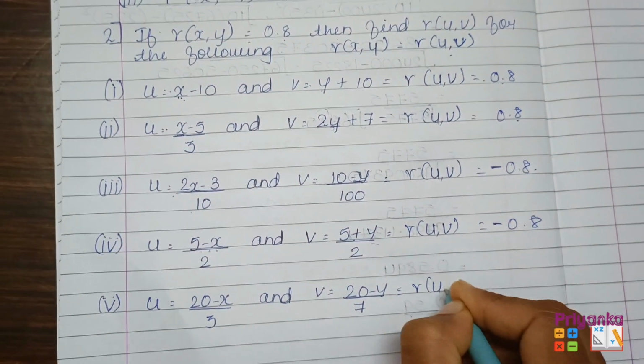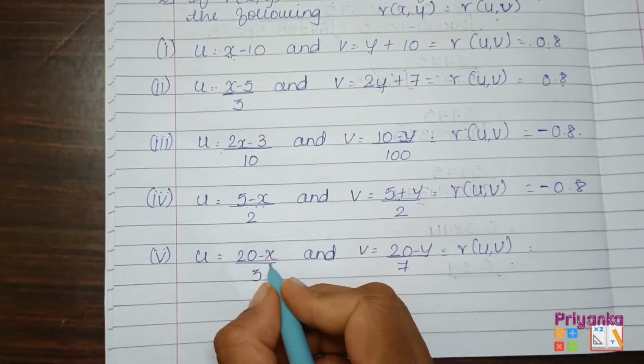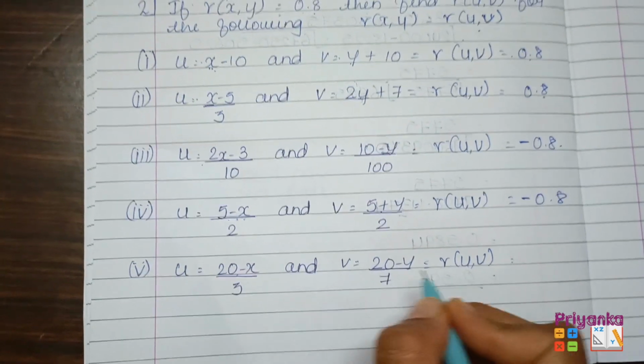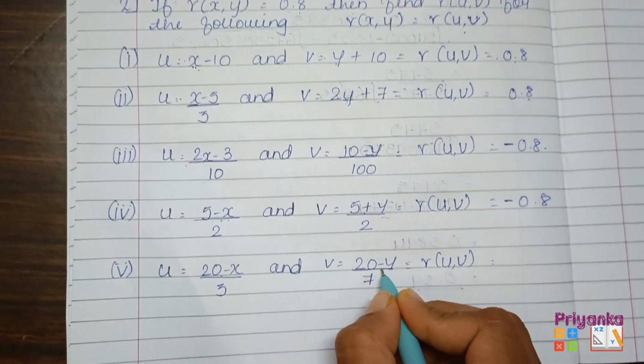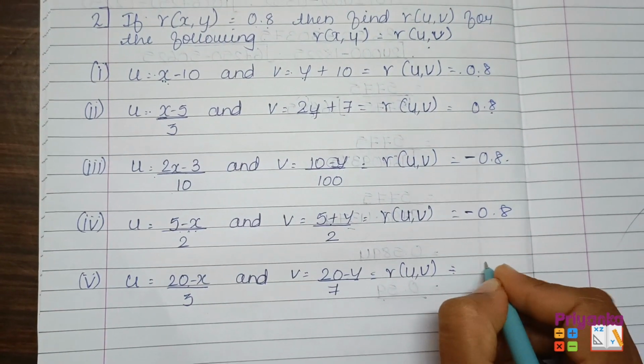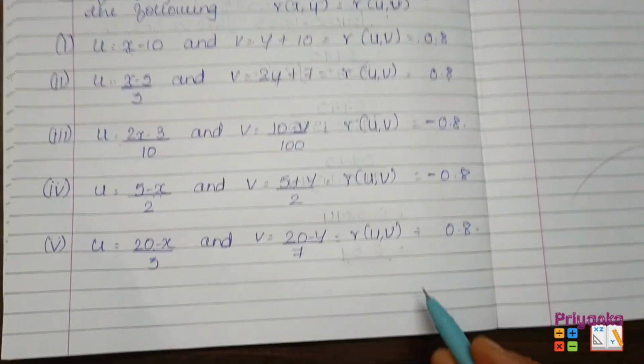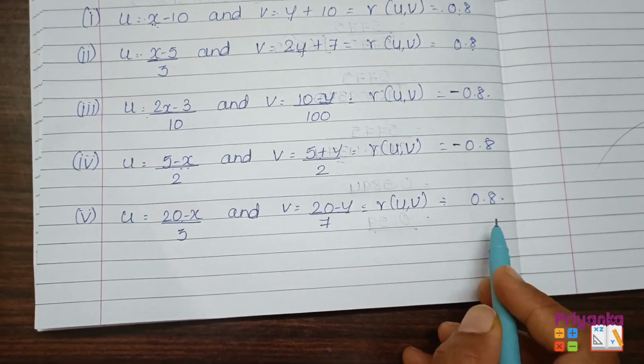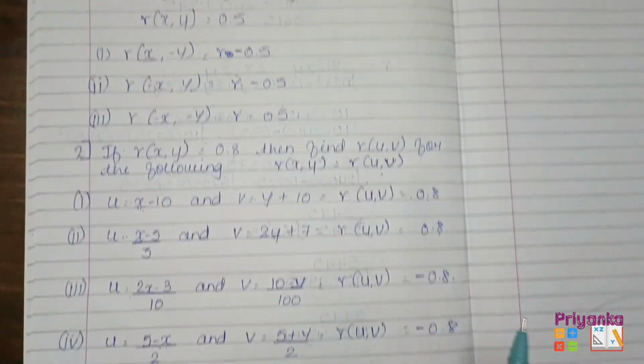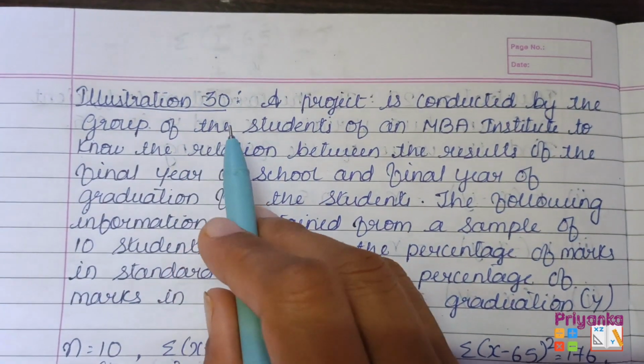Next, r uv is equal to, here we can see x with the minus sign and y is also with the minus sign. So the answer will be turned to plus. Remember this thing. This is how I did that, minus minus plus. Moving to the next, Illustration 30.